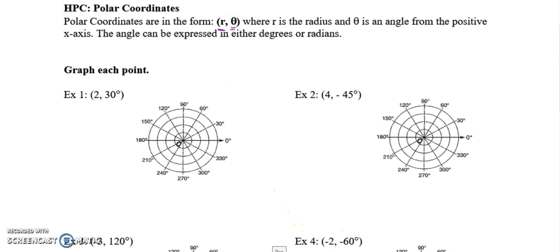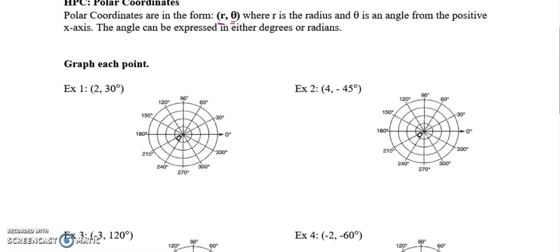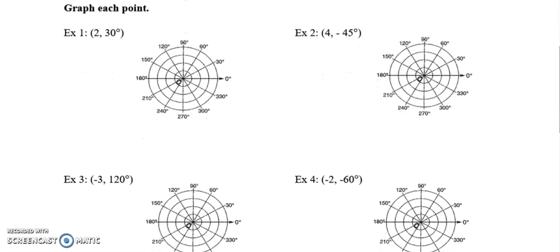Sounds familiar. Should have waited for the bell to ring. Okay, so let's go ahead and see what this means by graphing. Again, you can use radians or degrees, as it says here. So if we're going to graph the point, where is the point 2 comma 30 degrees?